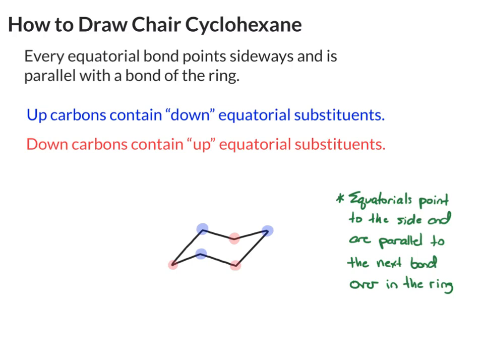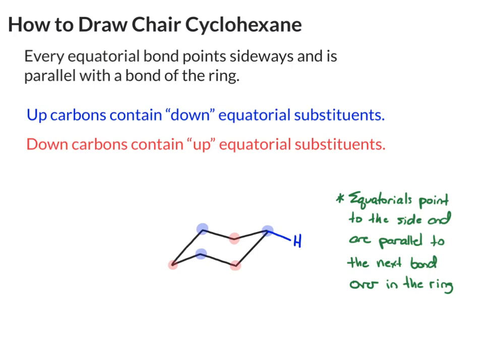So on the up carbons, the equatorials will be down. On the down carbons, the equatorials will be up. So let's start in this top right corner, and I'm going to draw in the equatorial hydrogen, and it's going to be pointed net downward, but I need it parallel not with either of the bonds that it's directly connected to, but to the next bond over. So that would be these two bonds here. So now when I draw this hydrogen in, it's parallel to these two bonds.